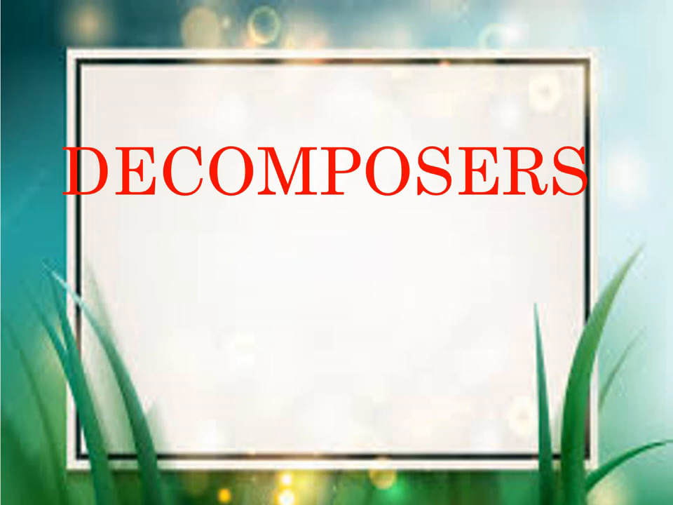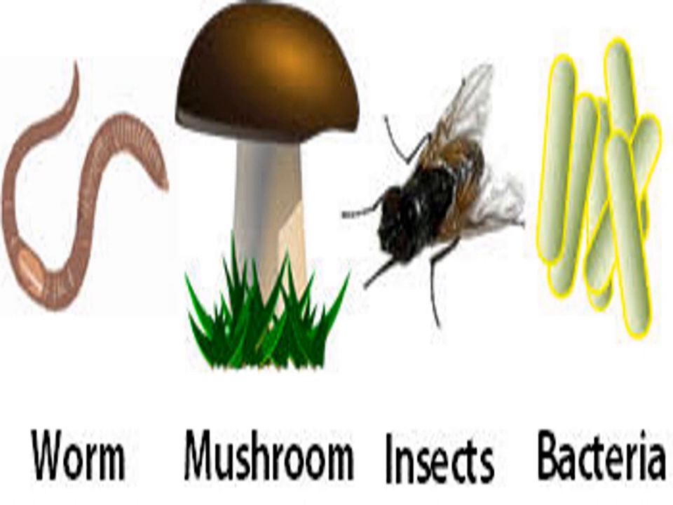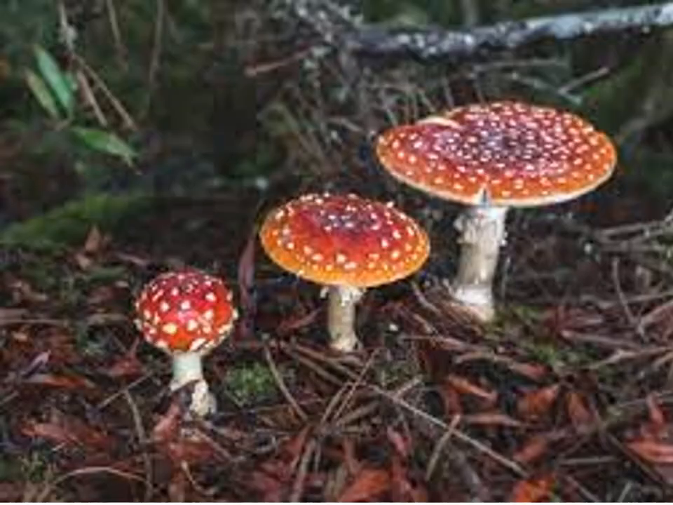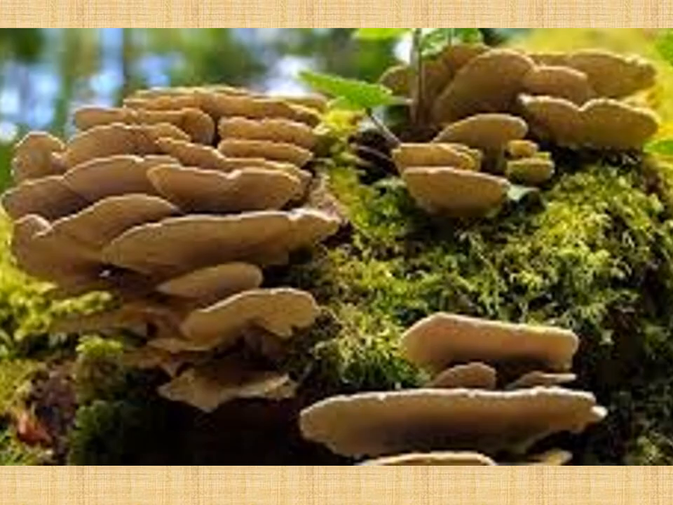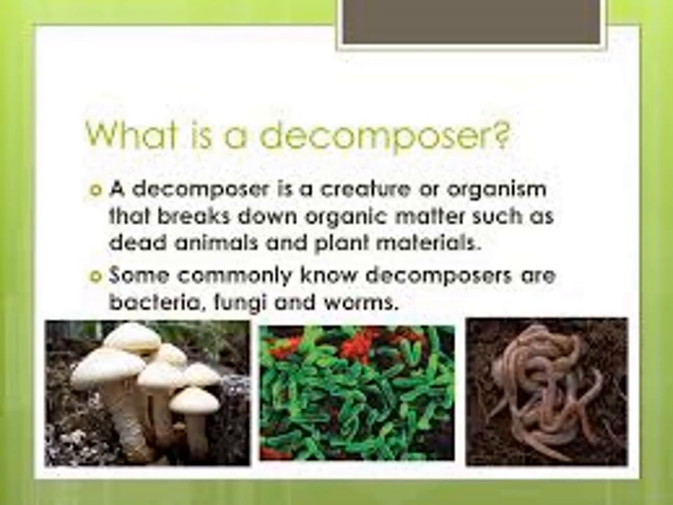There are also organisms which are called decomposers. So what are these decomposers? Decomposers are also called saprotrophs. They get their energy by breaking down dead organisms and their wastes. These are examples of saprotrophs or decomposers. A decomposer is a creature or organism that breaks down organic matter such as dead animals and plant materials. Some commonly known decomposers are bacteria, fungi, and worms.